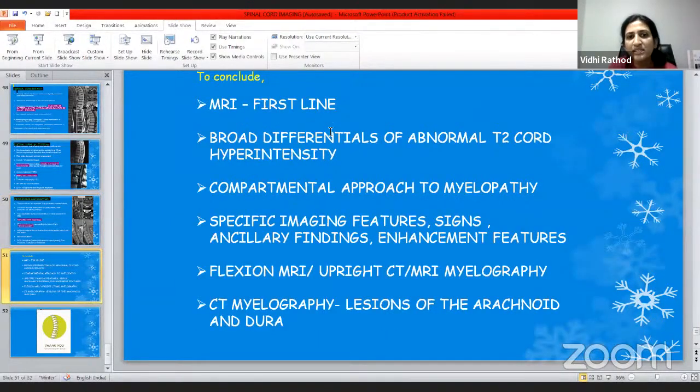To conclude, MRI is the first line in spinal cord imaging. We have broad differentials of abnormal T2 cord hyperintensity, but we can narrow it down by using a compartment approach to myelopathy. We have specific imaging features, certain signs, ancillary findings, and enhancement features, and multiple modalities apart from MRI, like flexion MRI for Hirayama's disease, CT myelography for arachnoid lesions, and dura.